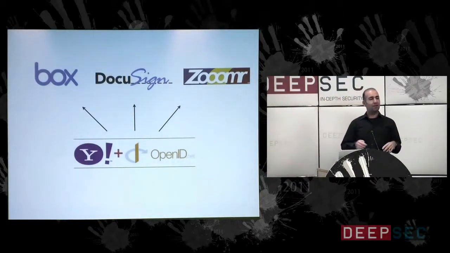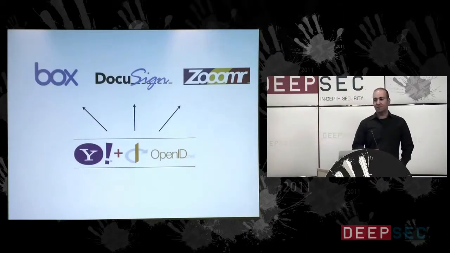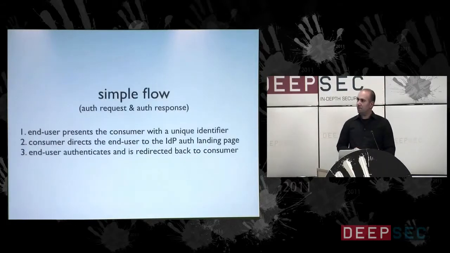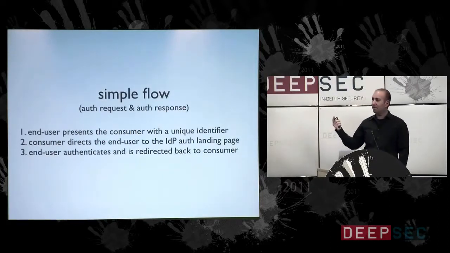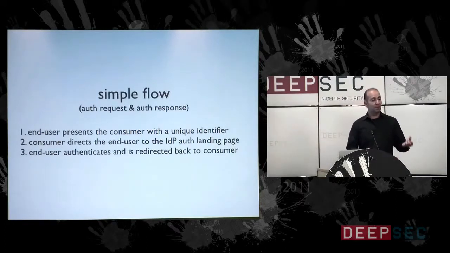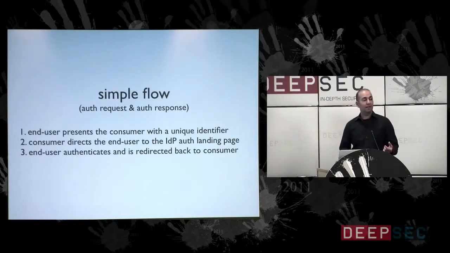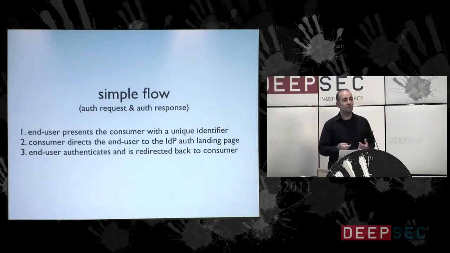But in terms of OAuth and digital identity, same thing happens. You have an identity provider like Yahoo that you can use to access different sites. This is a simple OAuth flow. So the first thing that you do as a user, you present your unique URI, unique OpenID to the consumer that holds some sort of content or some service that you want to access.